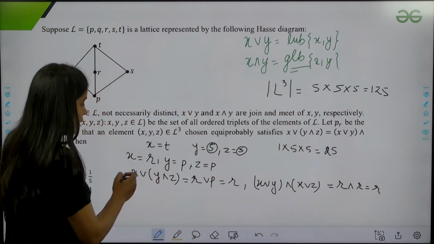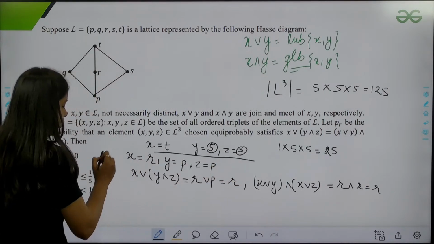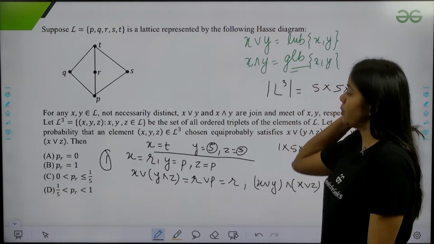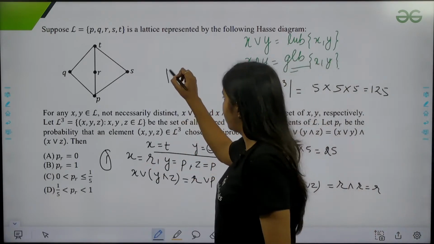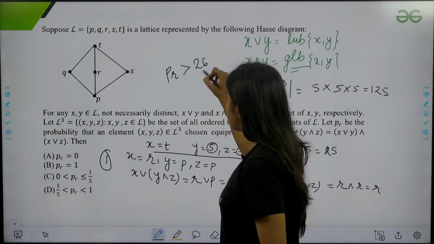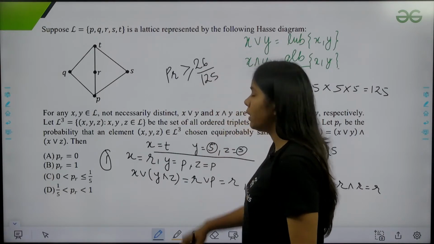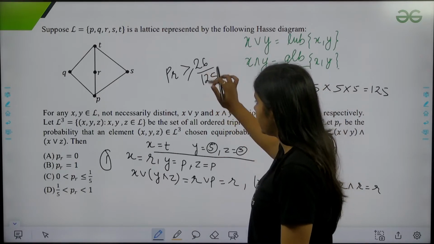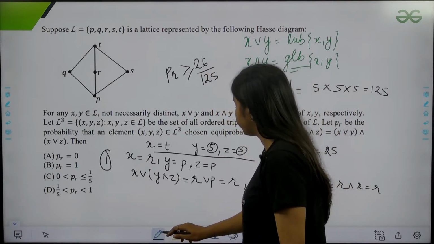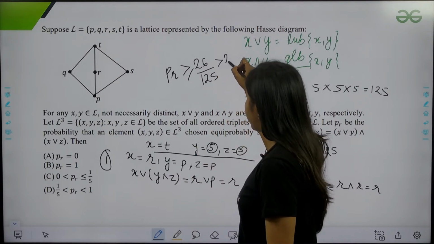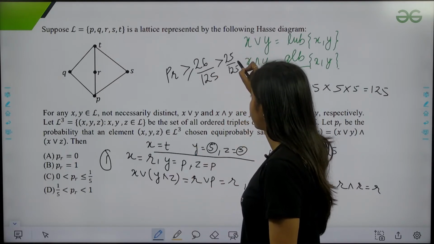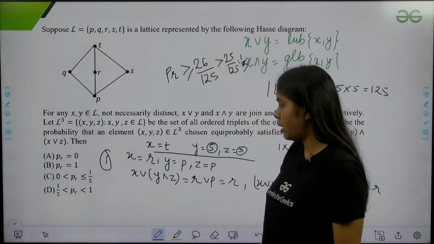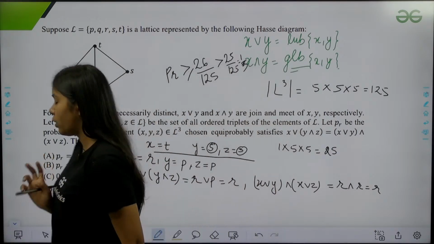So that means I'll get these 25 cases and one more case I get from here. That means 25 plus 1, 26. So that means probability is always greater than or equal to 26 upon 125. There may be a possibility it would be equal to. So that means probability is greater than 25 by 125, which is greater than 1 by 5. Right? So either it is option D or it is option B.